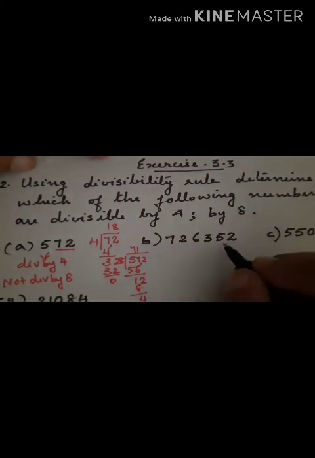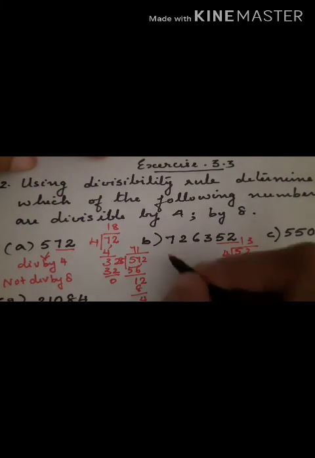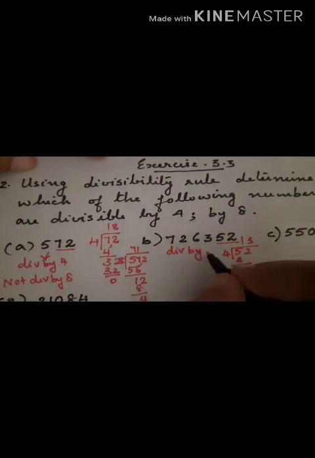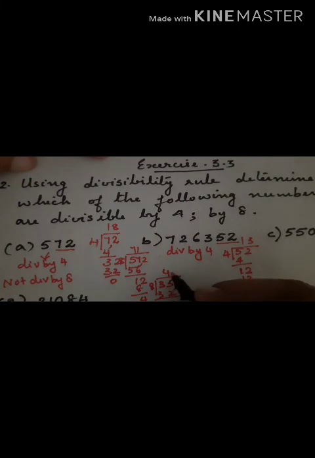Here, to know the divisibility of 4, take the last 2 digits, 52. Just find out: 4, 1 time 4, 12, 3 times. So it is divisible by 4. Then you check the divisibility by 8. 352 divided by 8. 4 times 8 is 32, remaining 3, 32. Again 4 times 8 is 32, remainder 0.